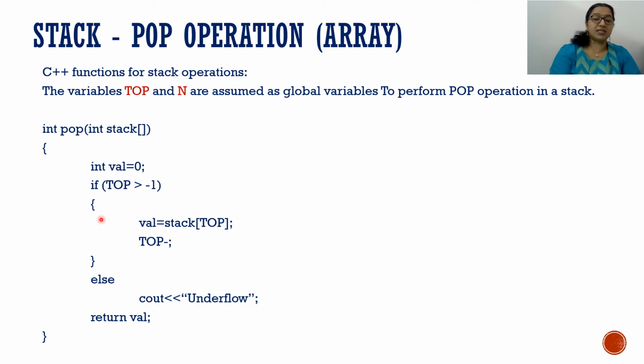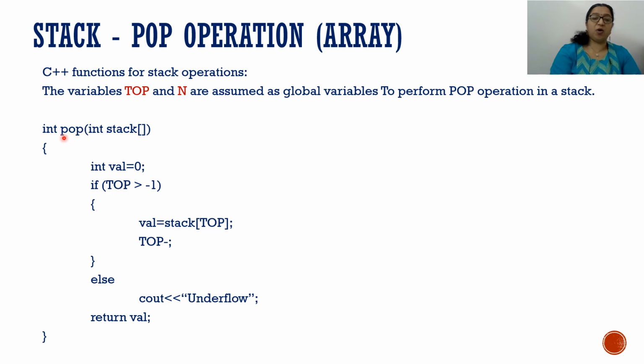Now, if it is false, that means top is not greater than -1, that means top is equal to -1. So we will get cout underflow. We are printing a message, underflow. Now see the last step, return val. Int, the return type, is integer. Which element we are going to delete or pop, that element we are returning to the calling place, to main. That's why we are putting return val. Clear now? So this is the function pop.